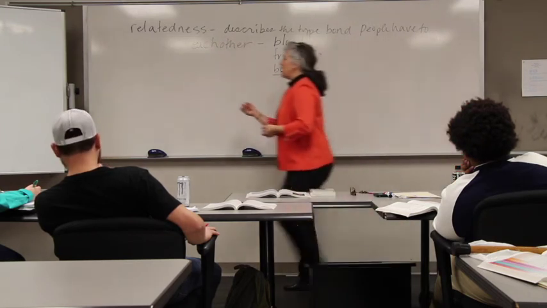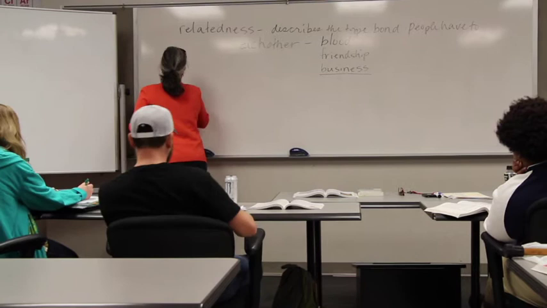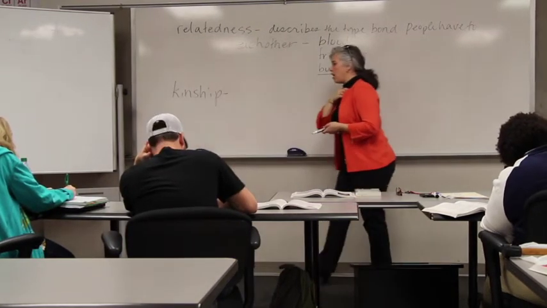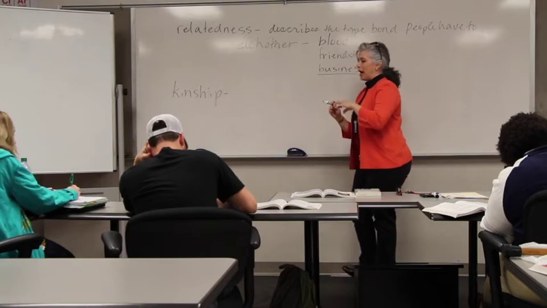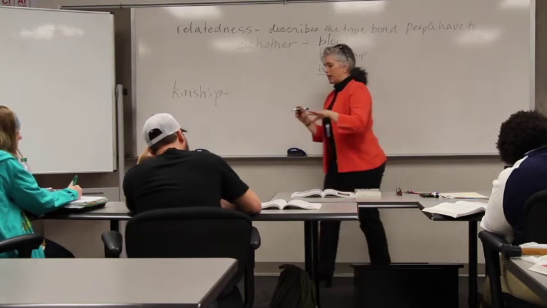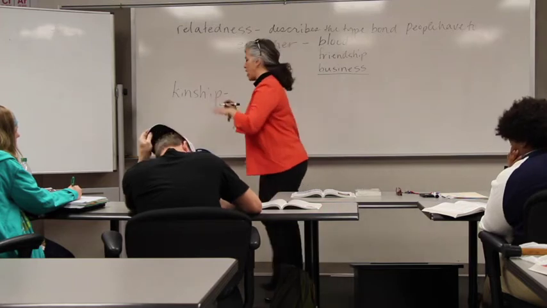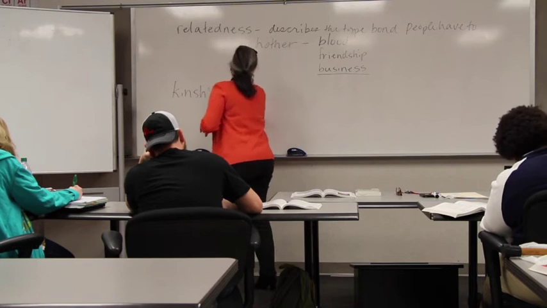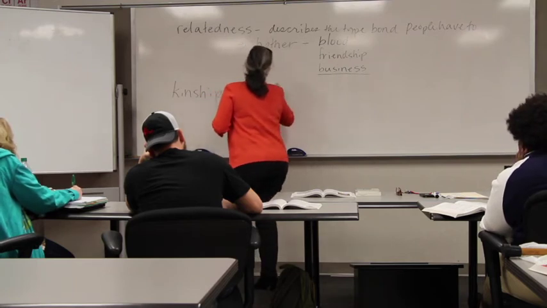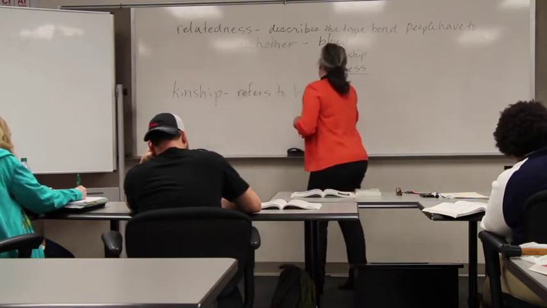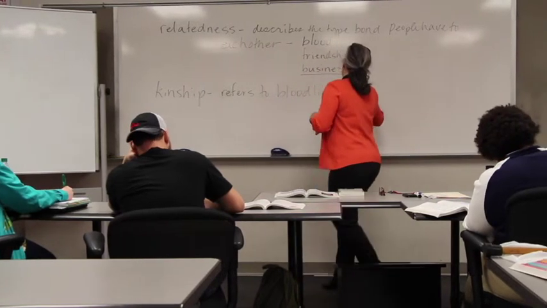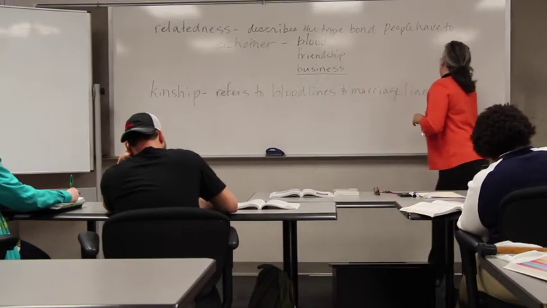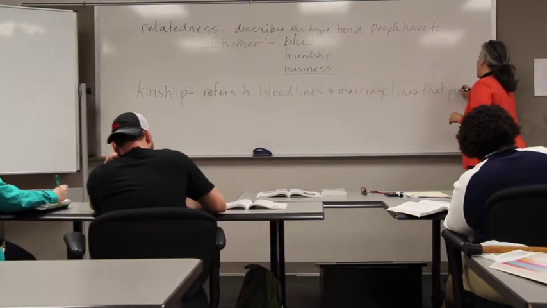Okay, so now let's get to the word kinship. So kinship is the distinction of how people are related either by blood or by marriage. And we have a couple of vocabulary words to refer to these things. Kinship refers to bloodlines and marriage lines that people share.